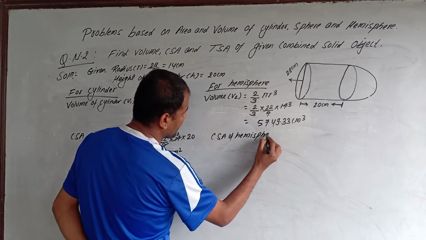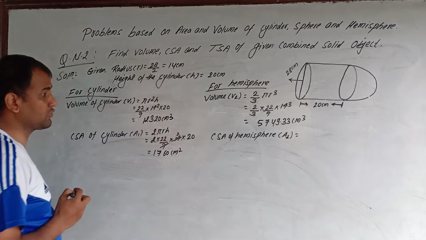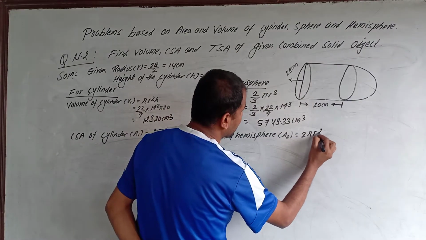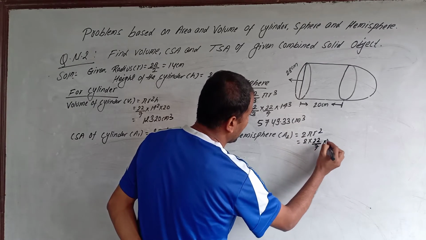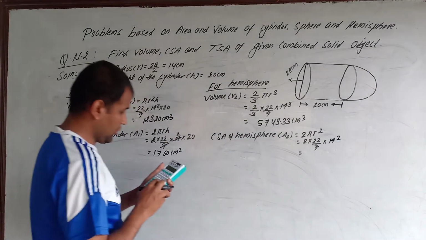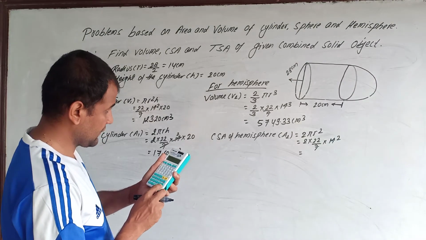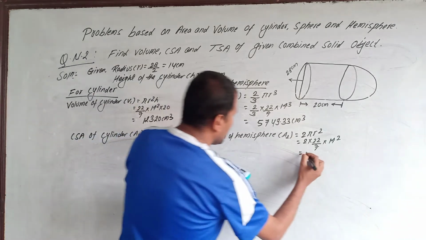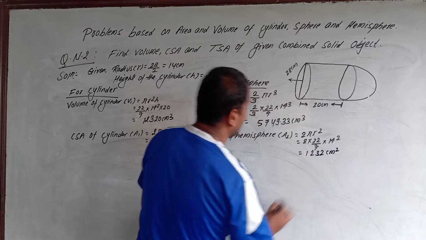And find CSA of the hemisphere. It is denoted by A2. A2 is equal to, CSA of hemisphere is 2 pi r square, which is equal to 2 into 22 by 7 into r, means radius, 14 to the square. That is equal to 2 into 22, 44 into 14 to the square divided by 7. That is equal to 1232 centimeter square.